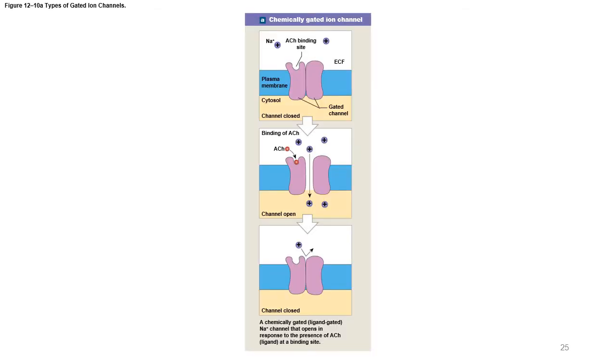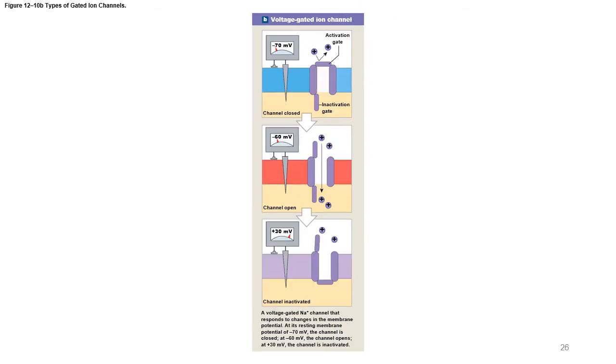And this is what a gated ion channel looks like. We saw this already. This is a ligand-gated or chemically gated ion channel, and the chemical in this case is acetylcholine. Here it is, going into the receptor. The gated ion channel opens, and then the sodium ions rush in. And once you remove that, the gate closes.